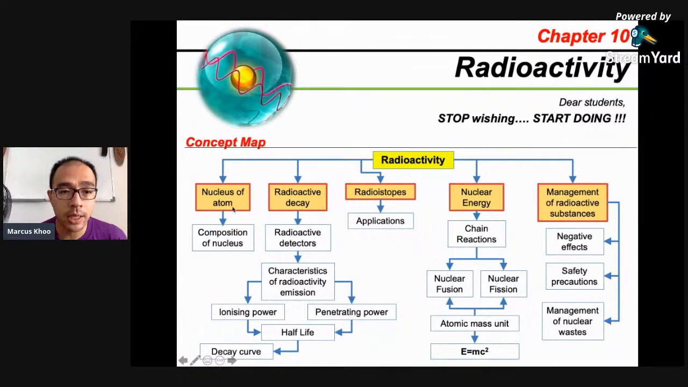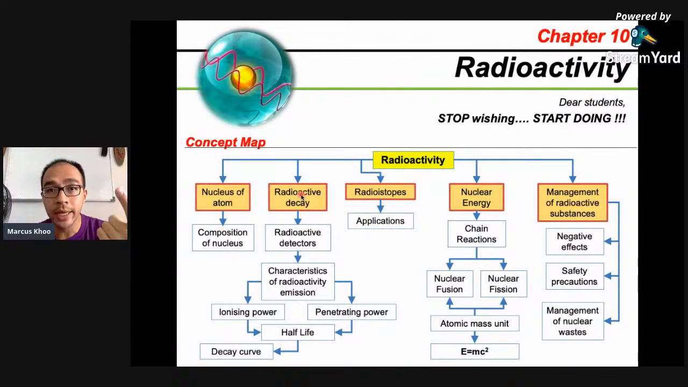Which is the nucleus of an atom. We talked about how to write the composition of a nucleus. The top number must be the nucleon number. The bottom number must be the proton number. And then after that, we went on to talk about radioactive decay. We learned in the previous lesson that there are three types of decays, which is the alpha decay, the beta decay, and the gamma decay.